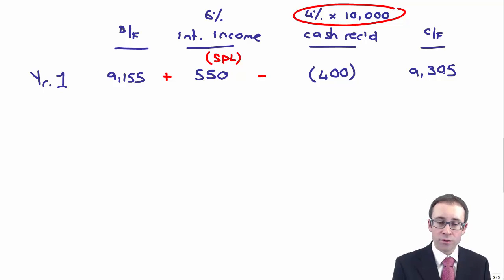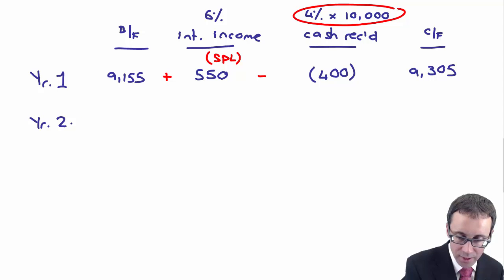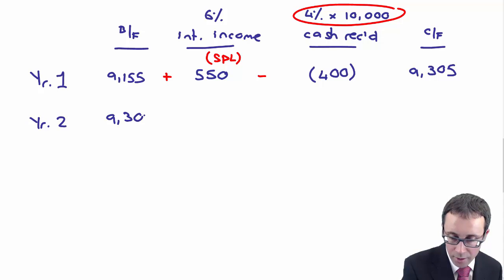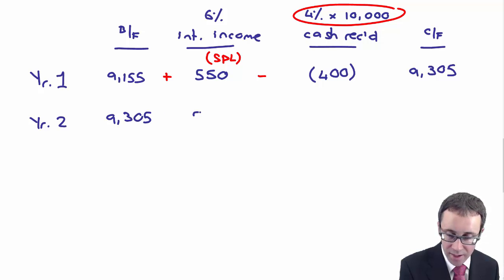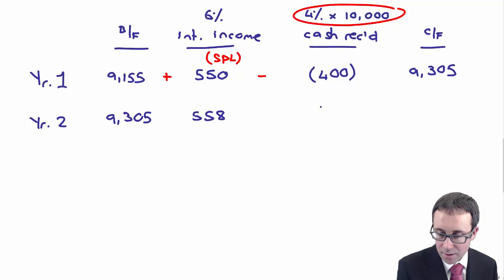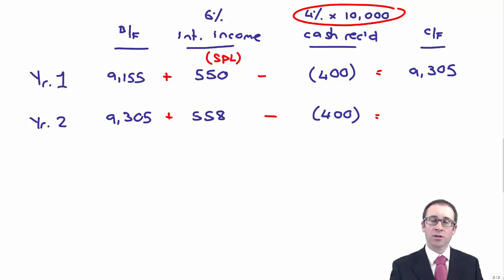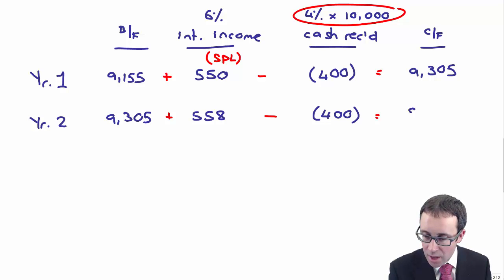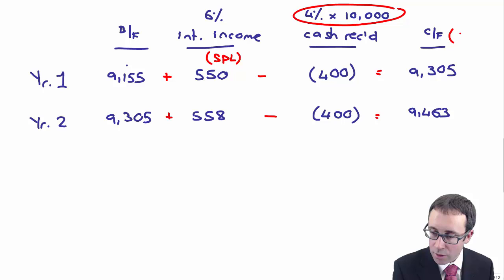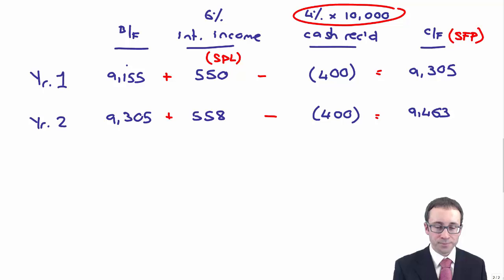Once you've done it for 1 year, you're away for year 2. 9,305. 6% of that is 558. And we deduct the same 400 because that is the amount that has been promised to us every single year. When we initially entered into the contract, it said we will be paid 4% of the 10,000 par value. Does that give me the 9,463? So those carry forward figures are what you see on the statement of financial position.